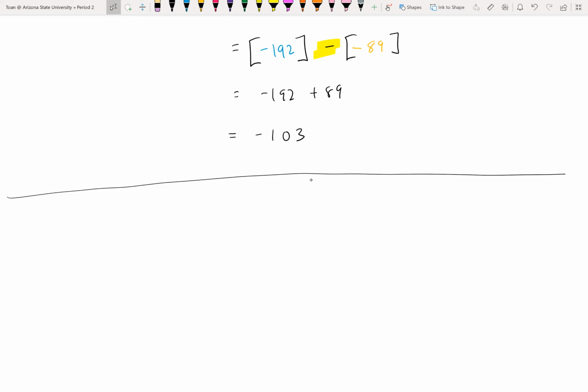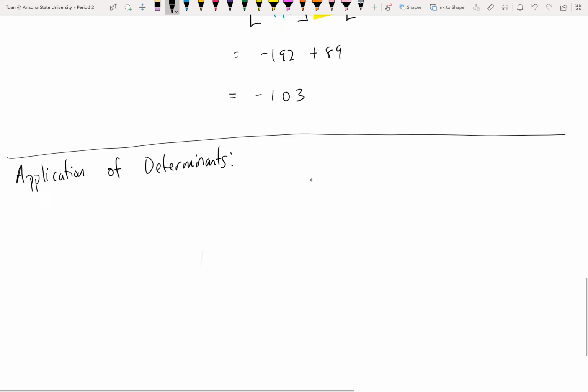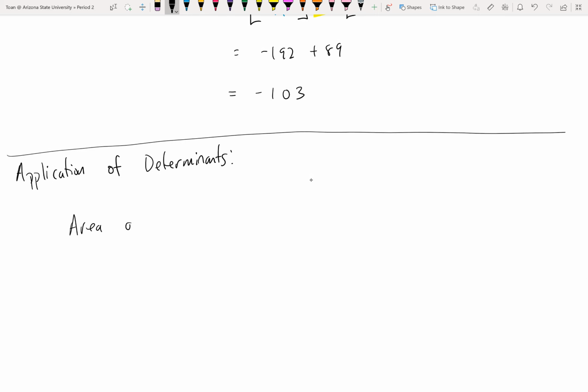That's 1/2 base times height. But what if you don't have a right triangle? You've got to use trig, and sometimes trig is messy. Or what if your triangle is miles away? What if you're trying to survey an area on a map? Determinant math is a way to do it. Like coordinates? Like coordinates, yes. Application of determinants: one application is area of a triangle.